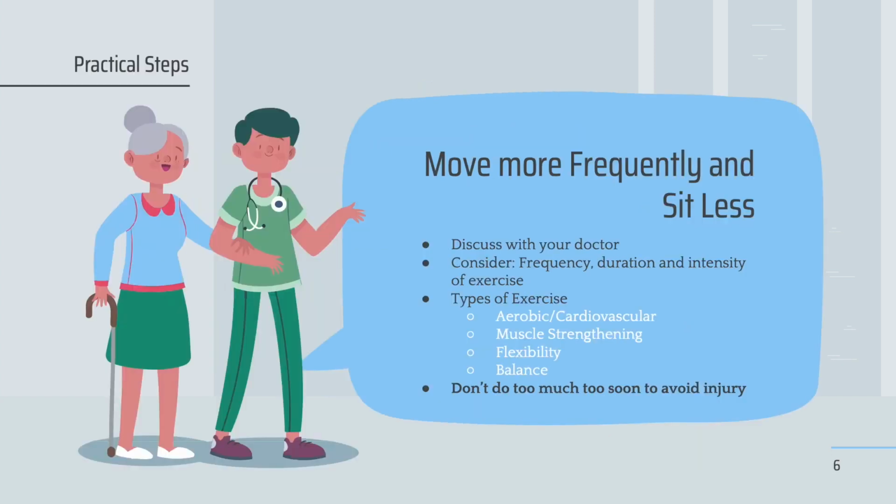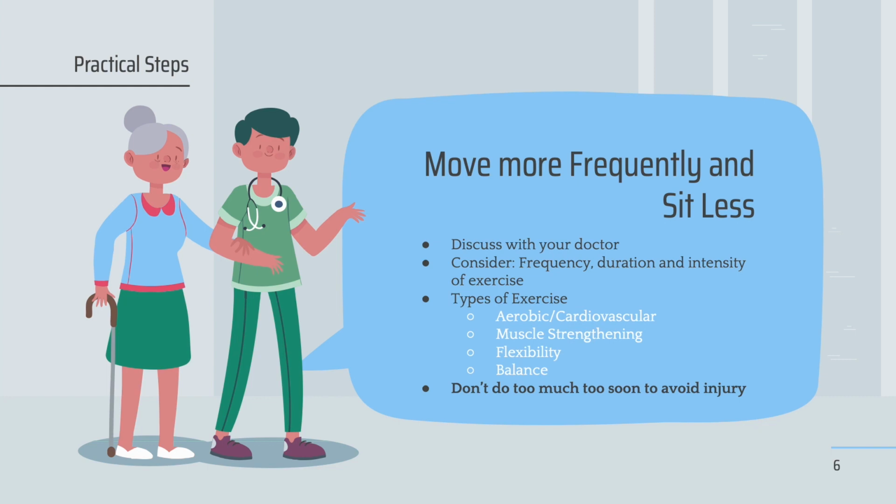There are a few important practical steps to take to improve your METs and to get to the level that the American Heart Association recommends. The general bottom line is that it's important to move more frequently and to sit less. If you're thinking about exercising more or joining a sport, for example, it's important to discuss this with your doctor and to consider the frequency of the activity.